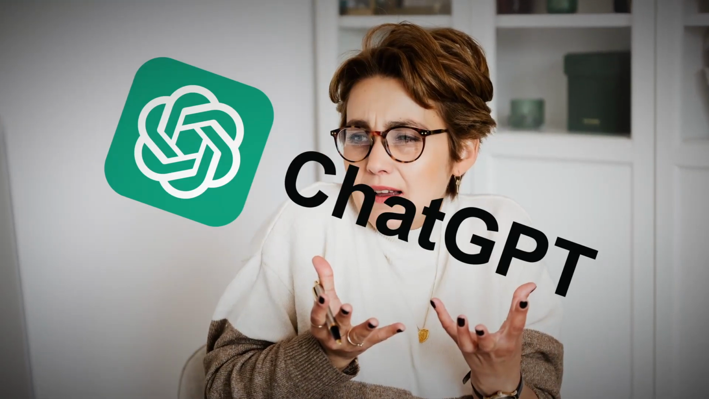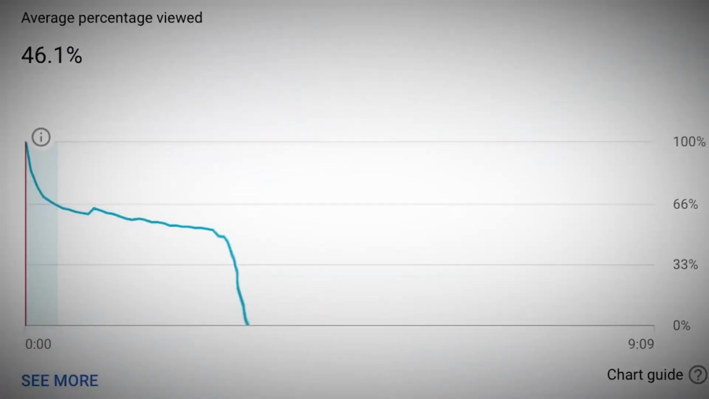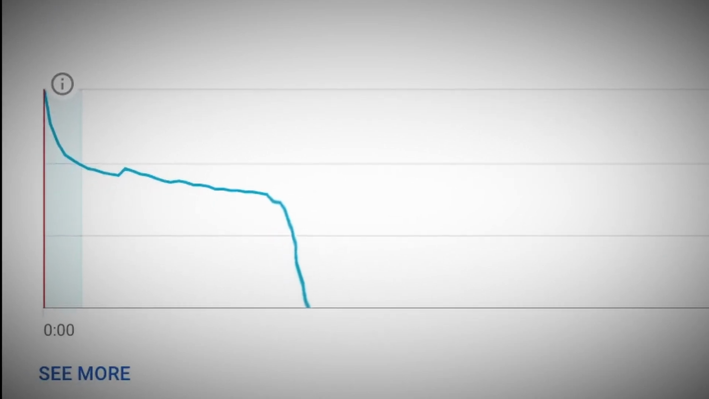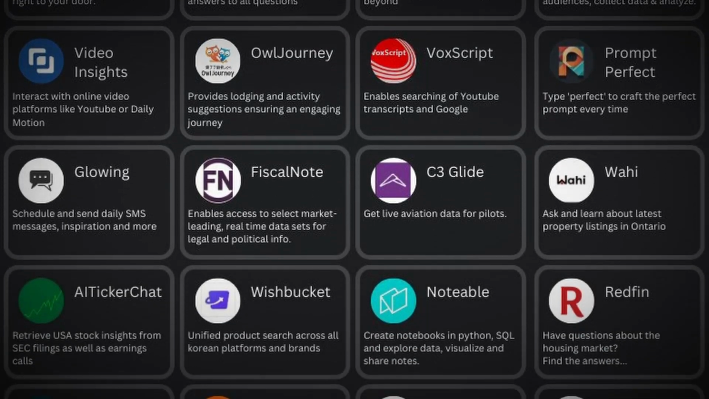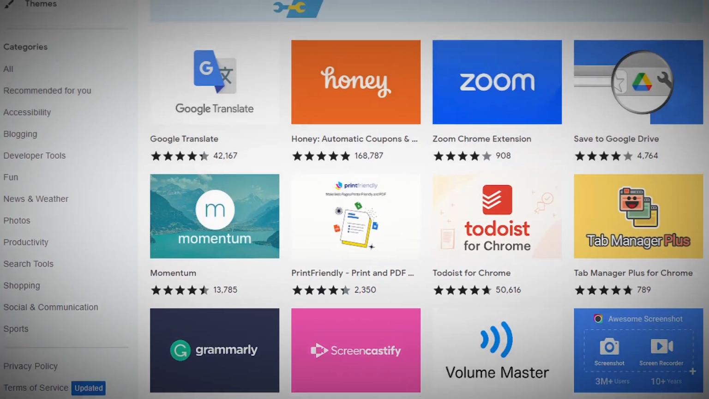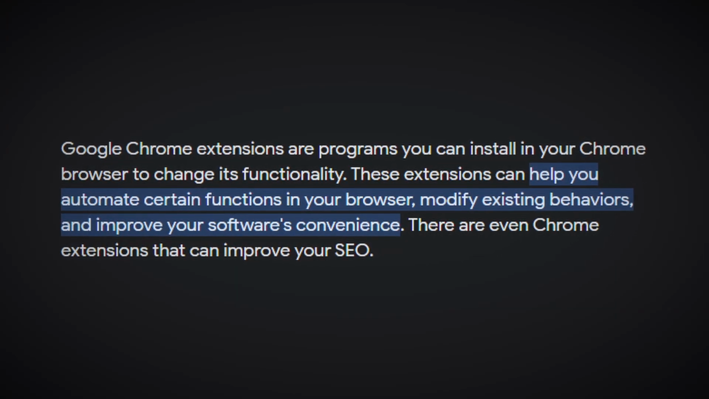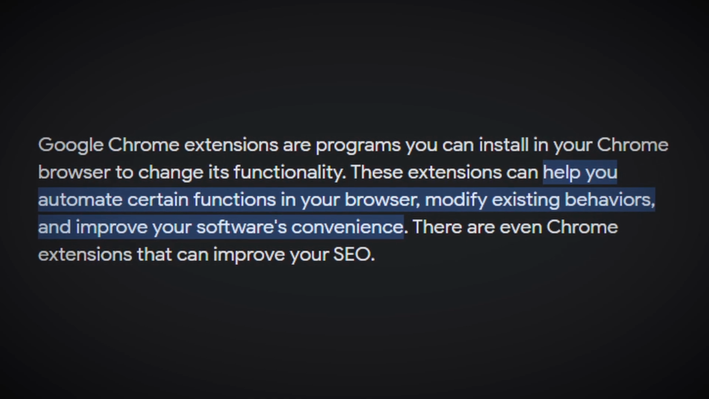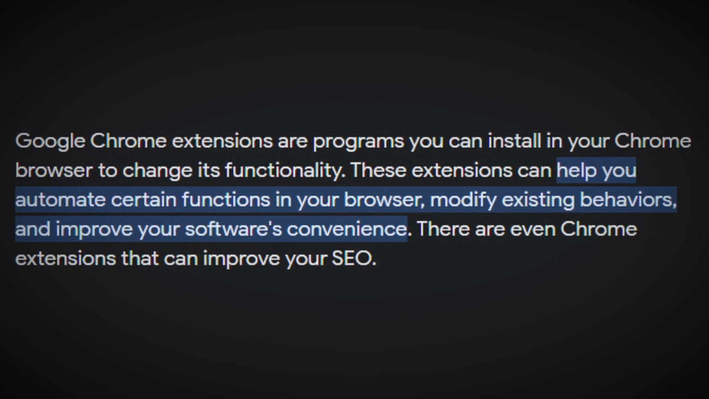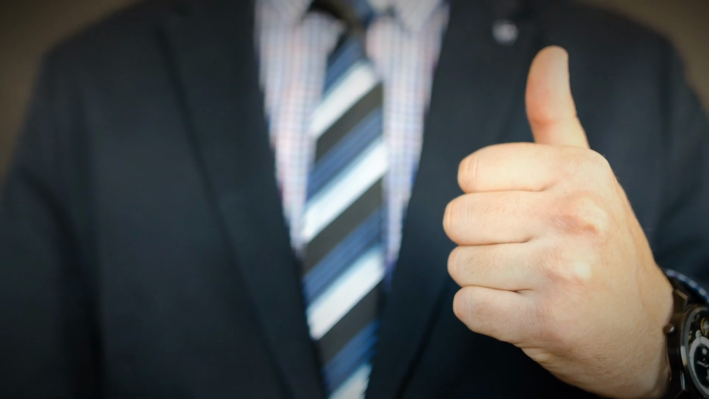There's a lot to say about plugins and how they work with ChatGPT, but if I went into full detail, the retention graph for this video would probably be negative. So basically, plugins for ChatGPT are like extensions for Chrome. Chrome extensions can help you automate certain functions in your browser, modify existing behaviors, and improve your software's convenience. And yep, that's exactly what plugins do.